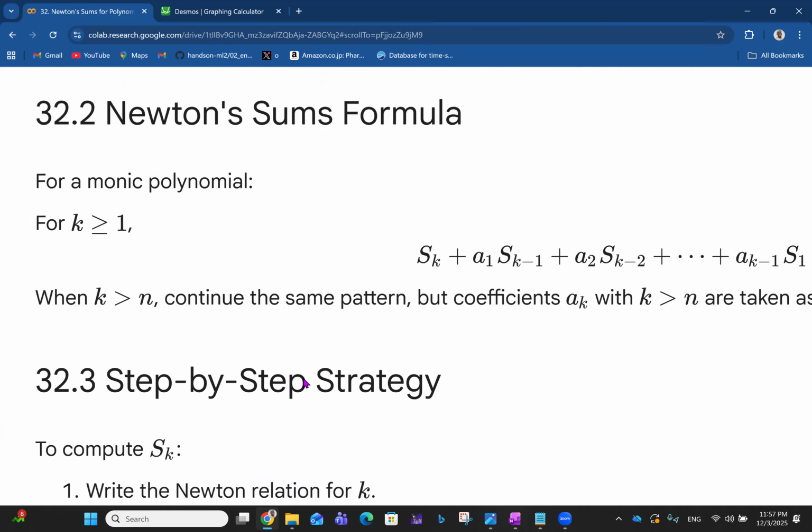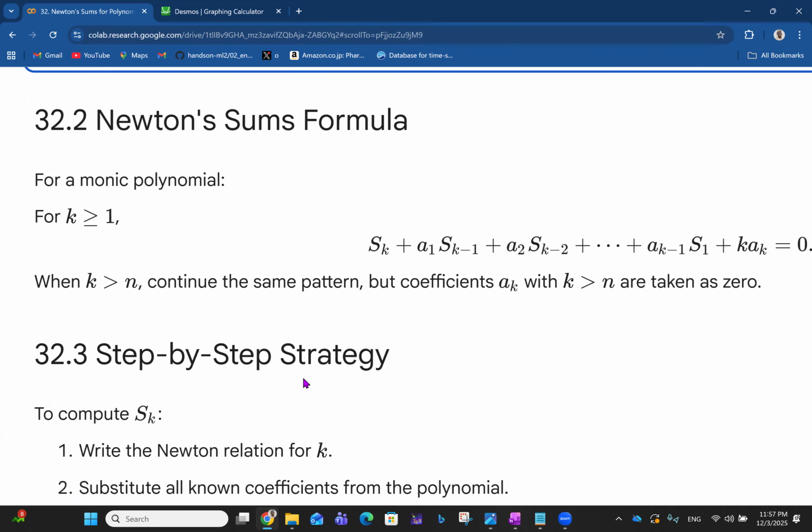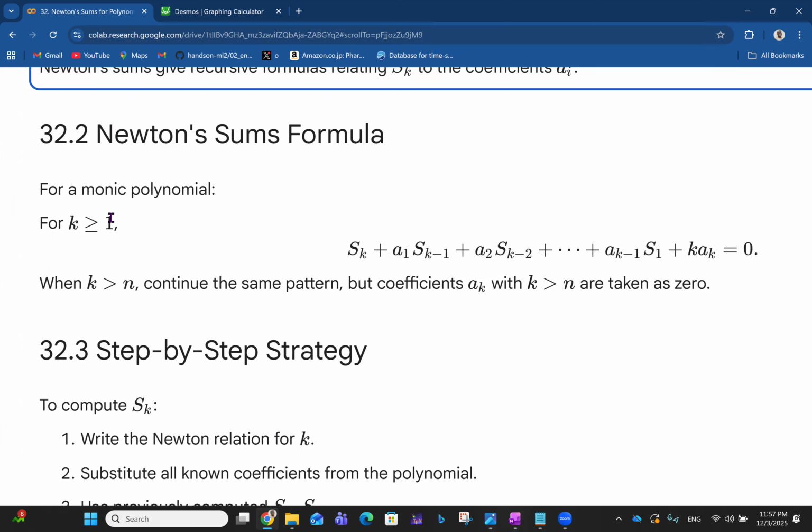So talking about Newton's sums formula now. For a monic polynomial, like we have said already, for k greater than or equal to 1, so if you have k equals 1, that is the k is actually raised to power 1. I want to believe that is multiplicity in a way. I'm not too sure. Yeah, maybe it's not multiplicity.